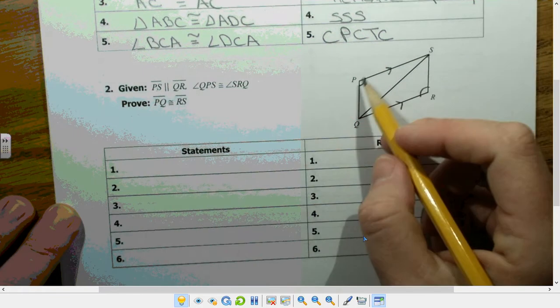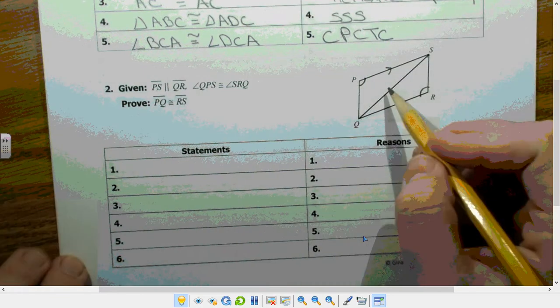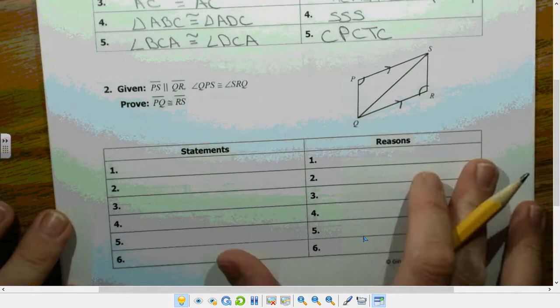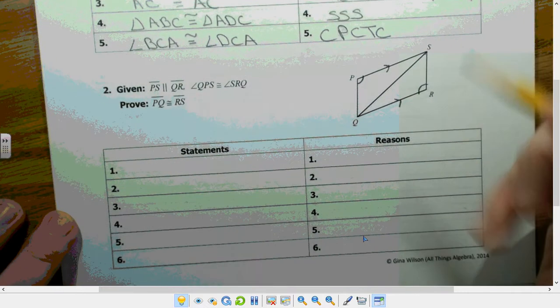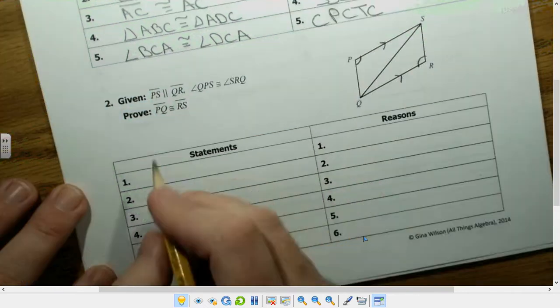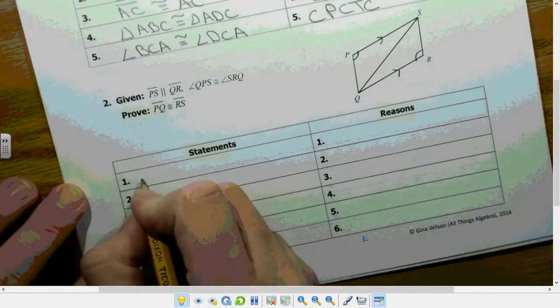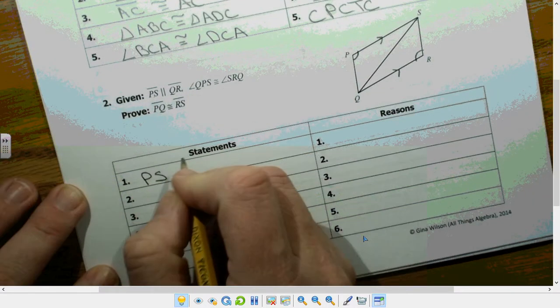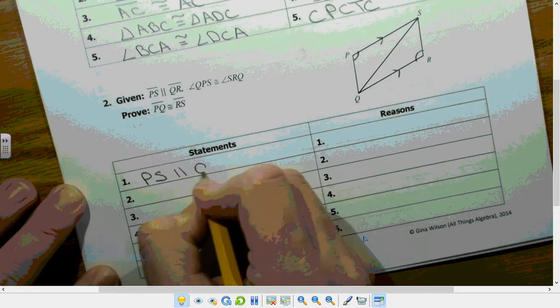So we have an angle congruent to each other. Let's see what else we can find here. Let's start with what we have. So we know PS is parallel to QR.